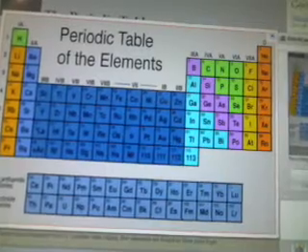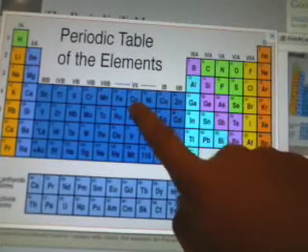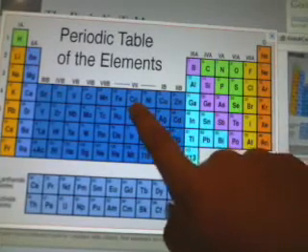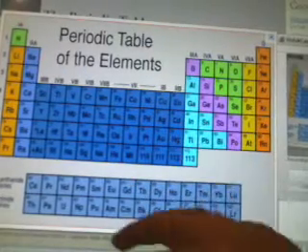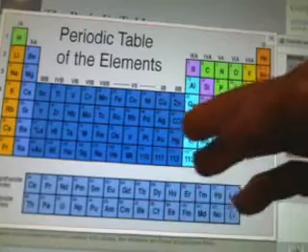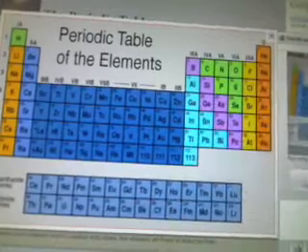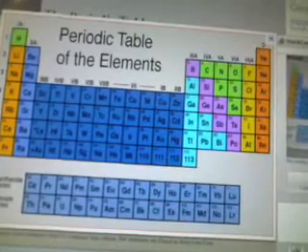Blue, or cobalt, makes blue. You have nickel, which makes green. Iron makes brown, and gold makes red.